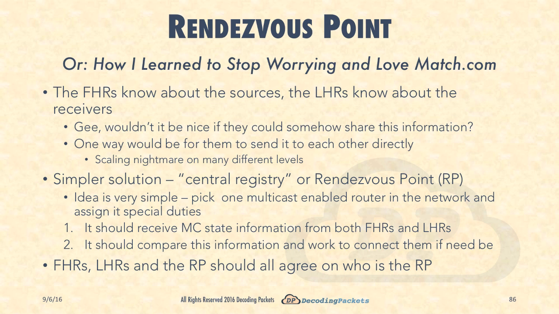Think of the scaling nightmare on many different levels. It is literally a scaling nightmare to the level of PIM Dense Mode. What happens if an FHR is also an LHR? What happens if an LHR doesn't really need that information anymore? What happens if an FHR just goes offline? How do you keep track of a new FHR that has now appeared in the network? So really not the best idea there.